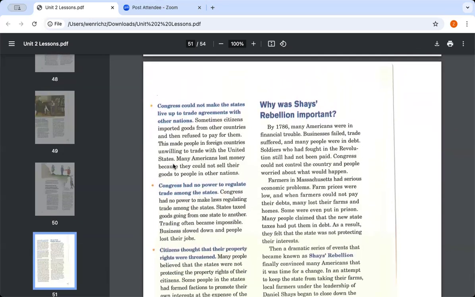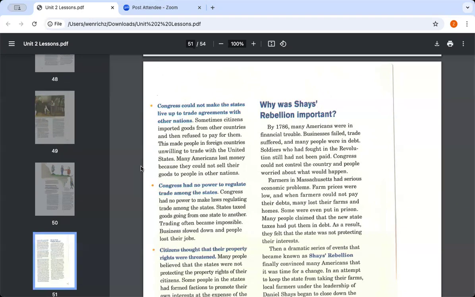Congress could not make states live up to trade agreements with other nations. Sometimes citizens imported goods from other countries and then refused to pay for them. This made people in foreign countries unwilling to trade with the United States. Many Americans had lost money because they could not sell their goods to people in other nations.